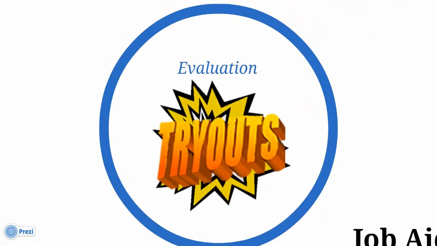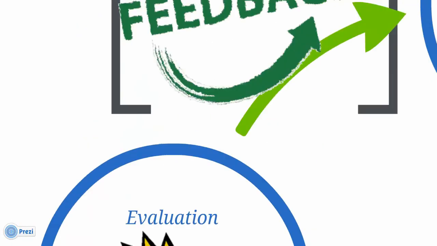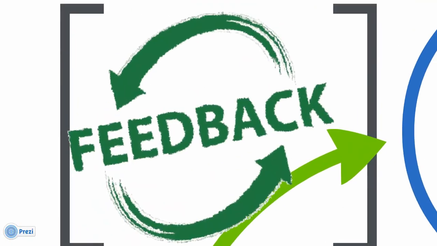The next and final stage is a tryout. Try out the job aid with a pilot group of the intended audience to evaluate its effectiveness. Finally, the feedback from the tryout should be incorporated into revisions for the final version of the job aid. The job aid can then be implemented.